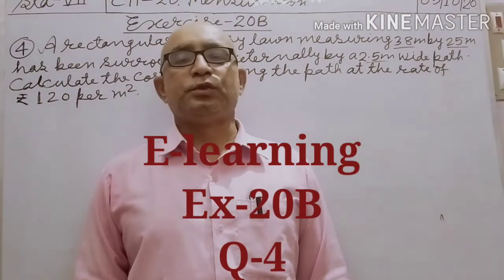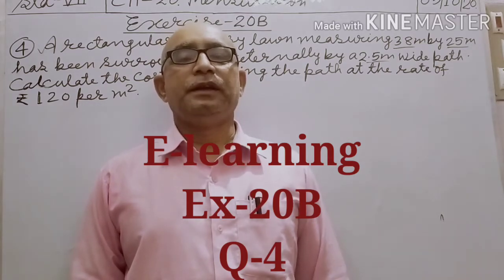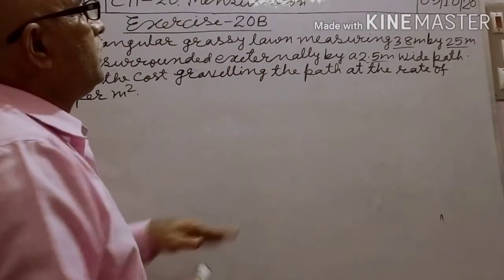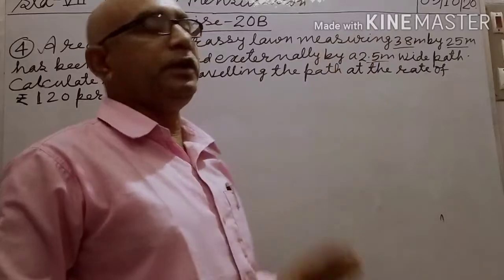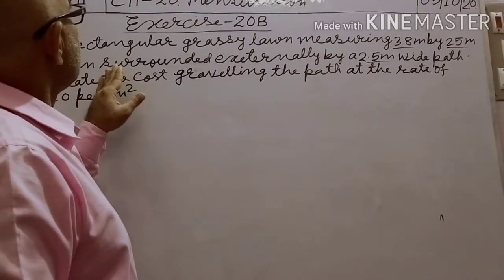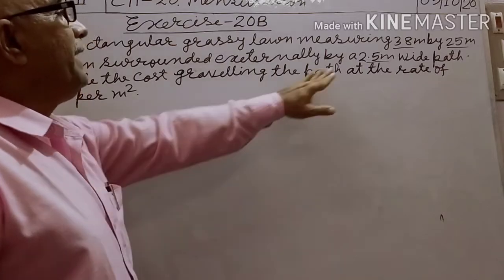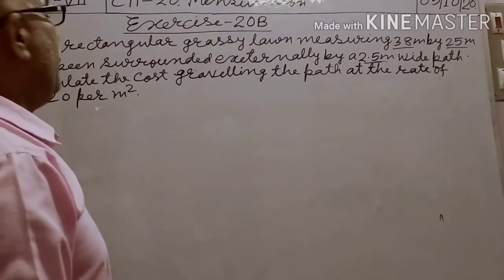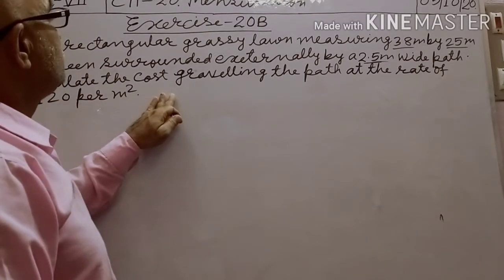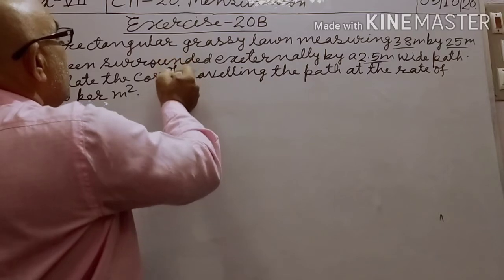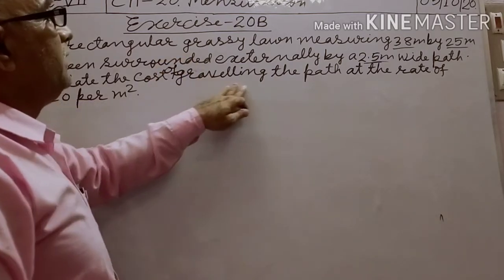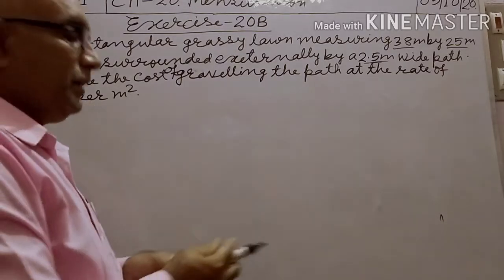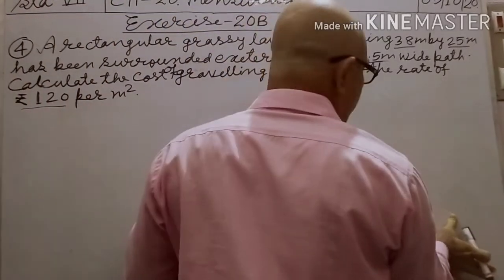Students, next question is question number 4, written on this board. In this question, a rectangular grassy lawn measuring 38 meter by 25 meter has been surrounded externally by 2.5 meter wide path. Calculate the cost of graveling the path at the rate of rupees 120 per meter square. So draw a figure of grassy lawn.